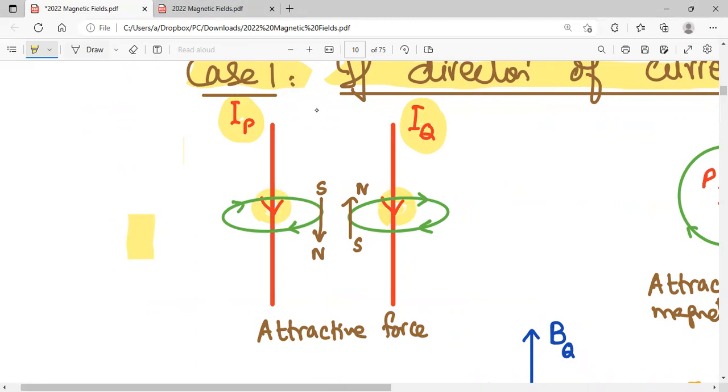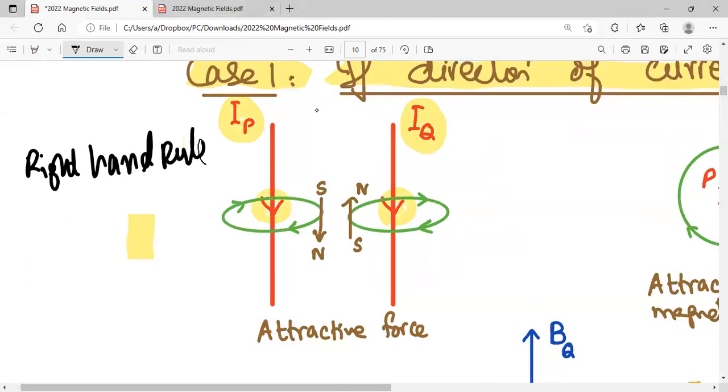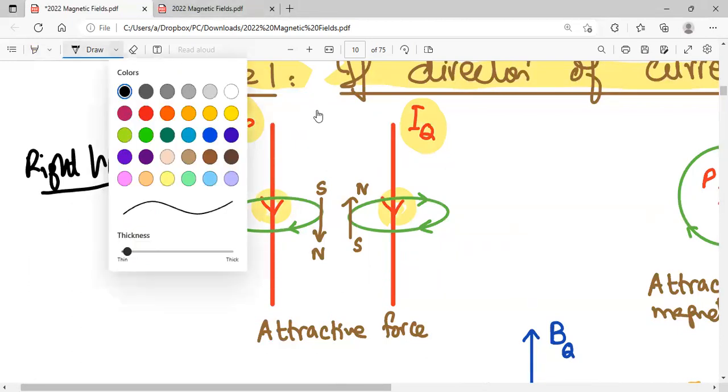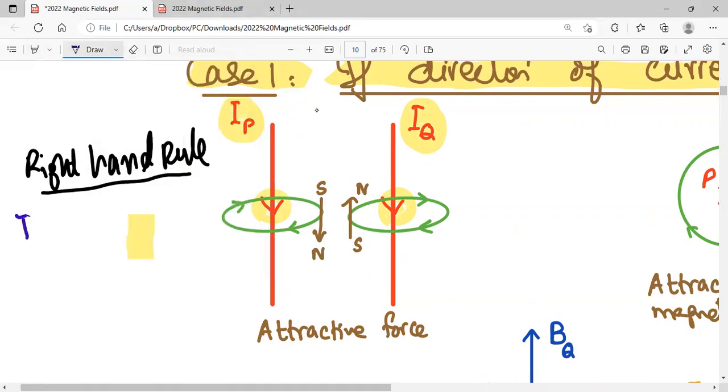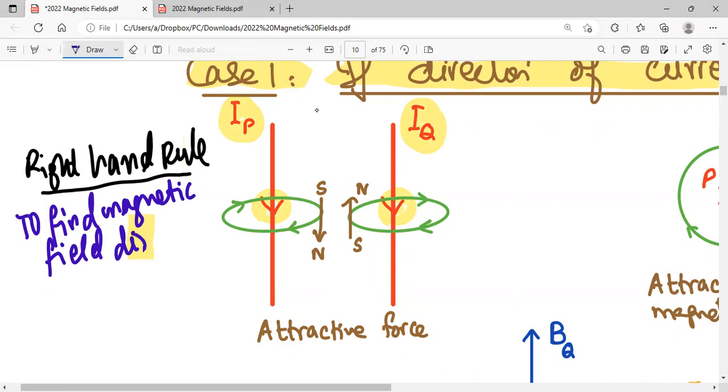Using the right hand rule, you have to use the right hand rule. Why do you use the right hand rule? Because you have to find the direction of the magnetic field. To find the magnetic field direction around wires.